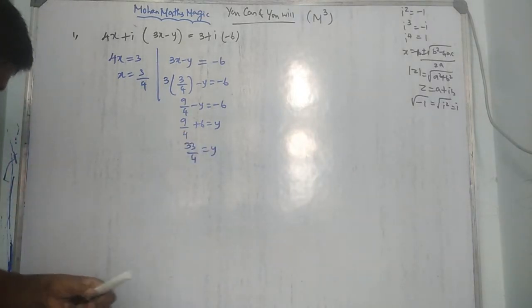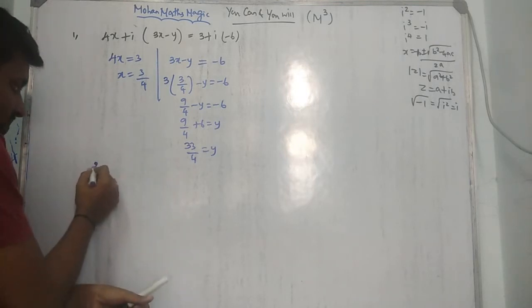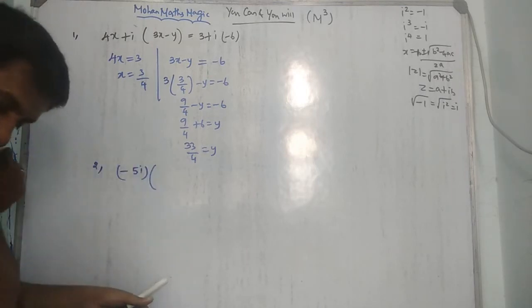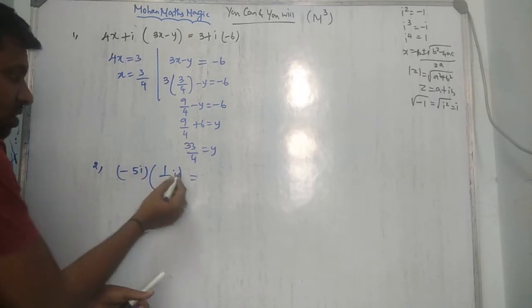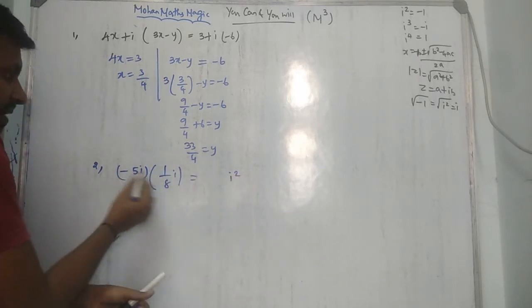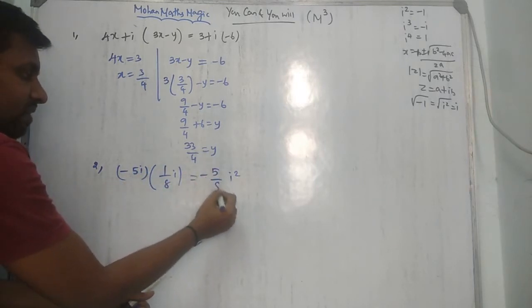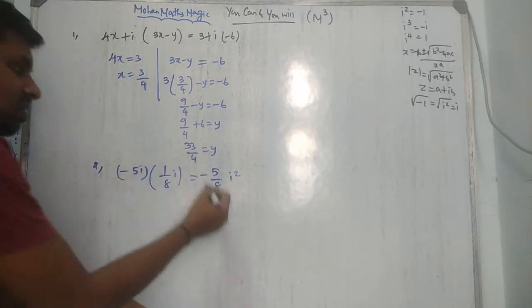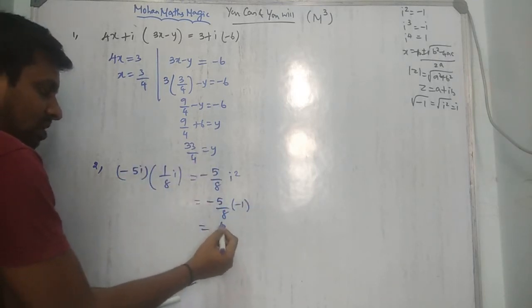Example number 2, page number 101. Express the following in the a plus ib form. Minus 5i times 1 upon 8 times i. First, i into i gives i square, and a minus term. That is 5 into 1 by 8, 5 by 8. First multiply the i, then the sign, then the numbers. So I got minus 5 by 8 into i square, which is minus 1. So I got 5 by 8.